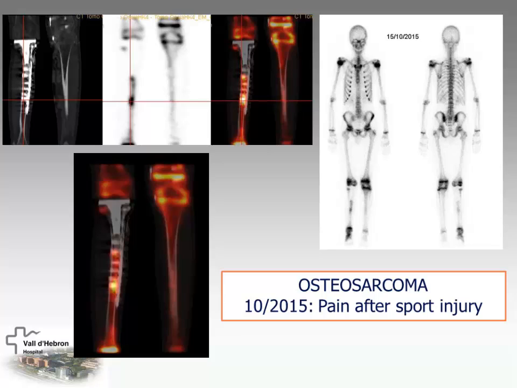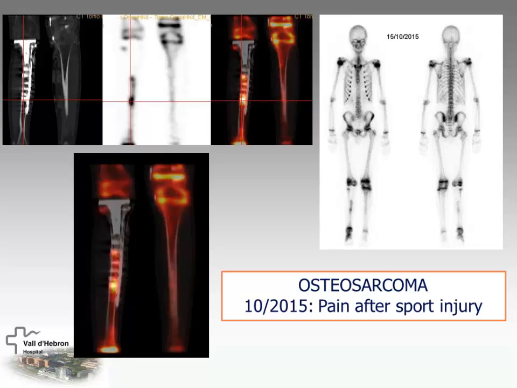What do you think about this bone scan? What happened? The clue is the SPECT CT images. Where do you see hyperactivity on the SPECT CT images? Okay. And this can be a recidive? Yes, it is attenuation corrected. What are these activities? If you look at this image, you can see that due to the sport injury, there has been a movement of the prosthesis, and now there is an increased activity around the immobilization of the prosthesis, and that means that it's not a recidive, it's just after a trauma. It was a small fracture.